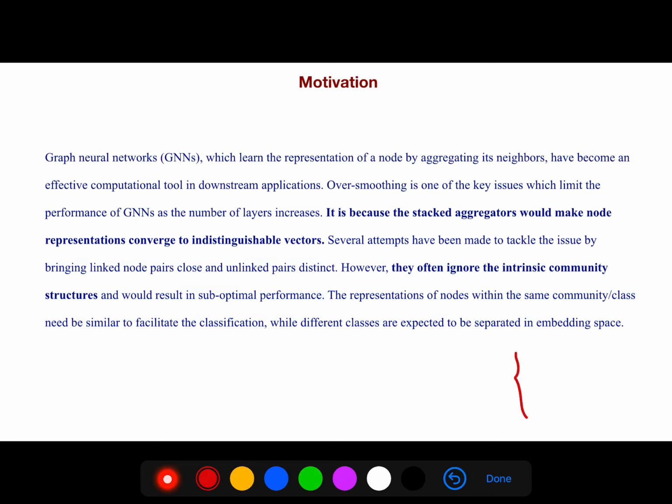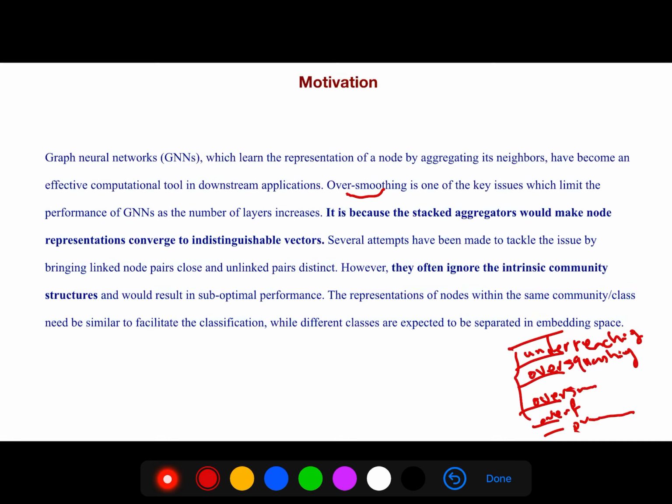We should distinguish these things. Underreaching is very different from oversquashing. They are very different from oversmoothing, overfitting, overcorrelation. These should be decoupled. They are very different concepts that occur when you want to have deeper graph neural networks with these traditional message passings. So oversmoothing is because the stacked aggregators would make node representations converge to indistinguishable vectors.